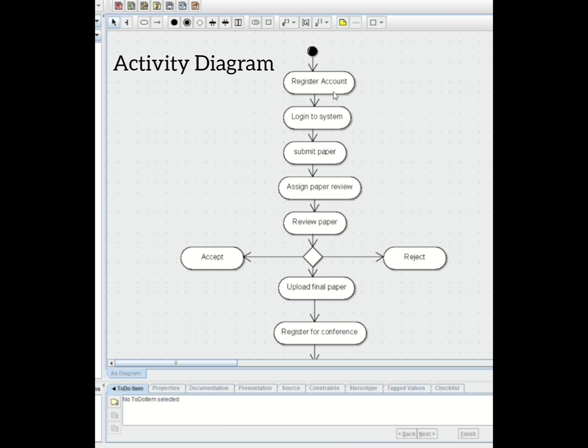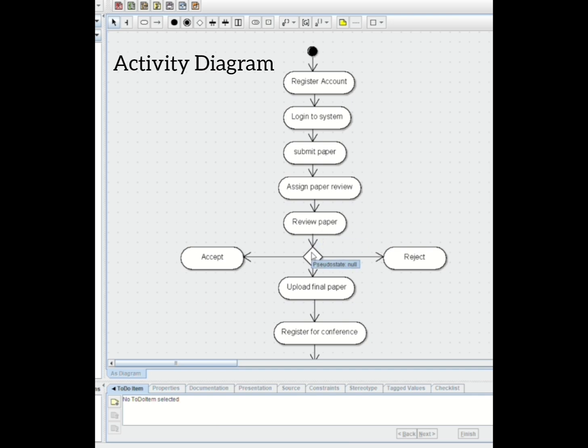Account setup. The first action is for the user to register an account, followed by login to the system, the step to gain access. Submission. Once logged in, the user will submit paper, which moves the process to the administrative phase. Review phase. The system will then assign a paper review and the designated reviewer will perform the review paper activity.